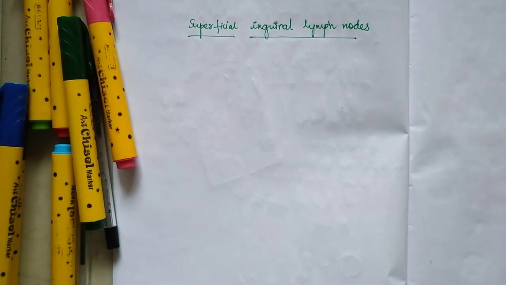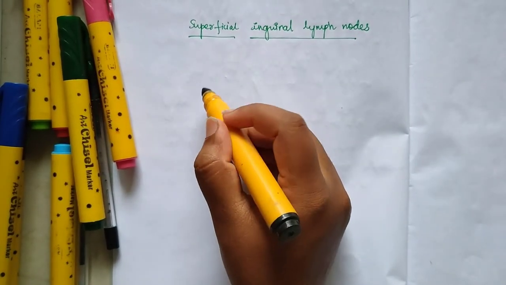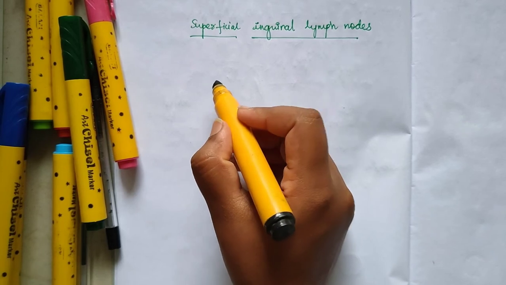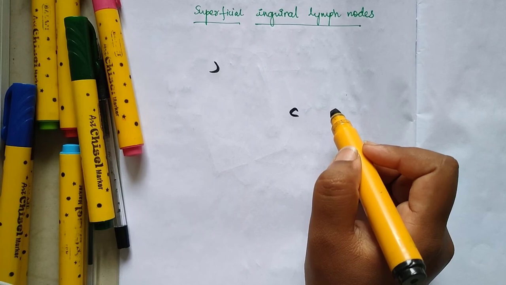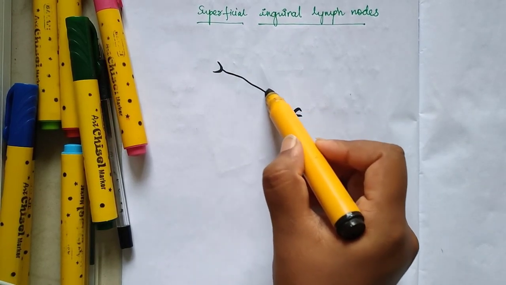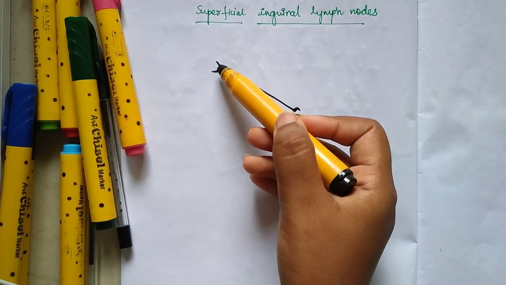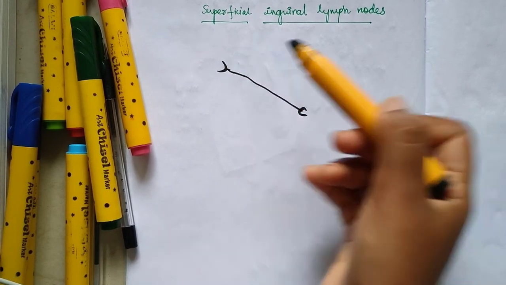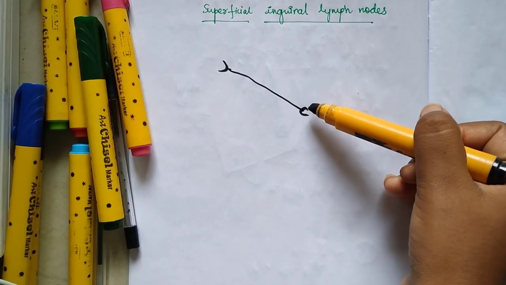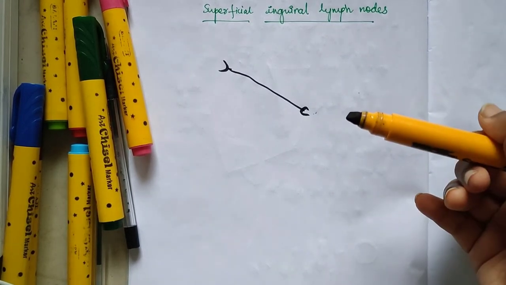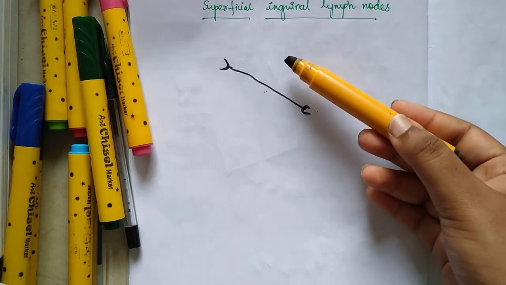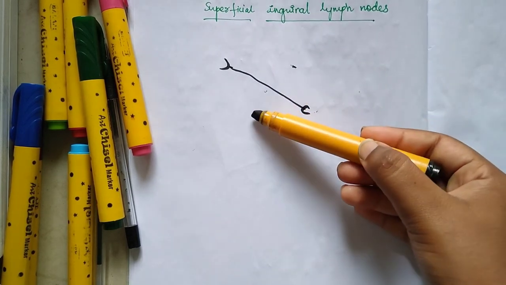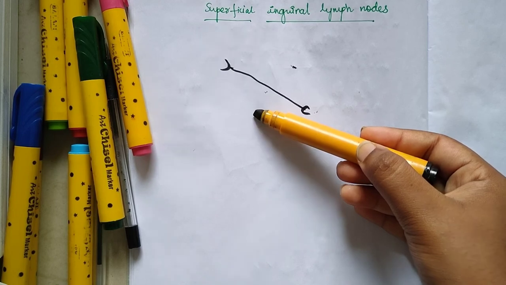Okay, first of all, we want to know that the inguinal ligament attaches between the anterior superior iliac spine and the pubic tubercle. Many structures pass below the inguinal ligament and enter from the lower abdomen into the lower limb.